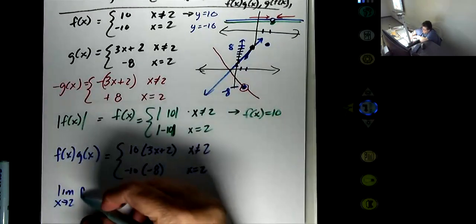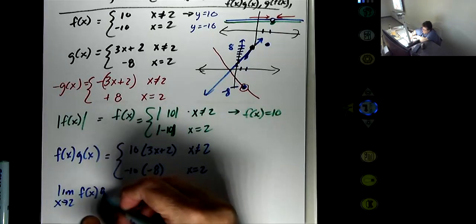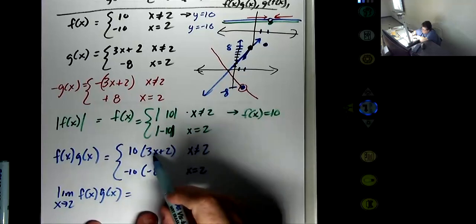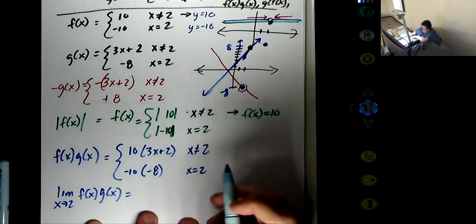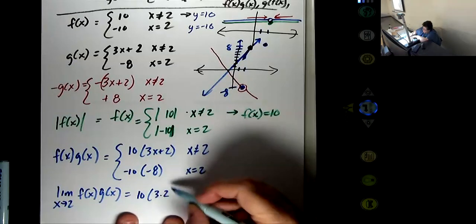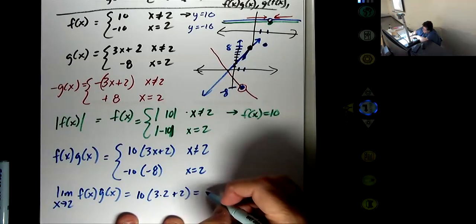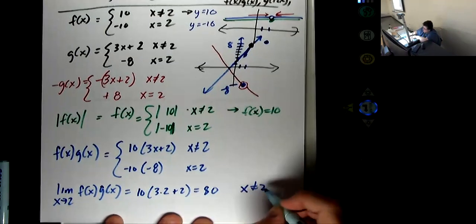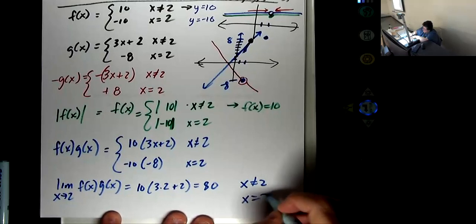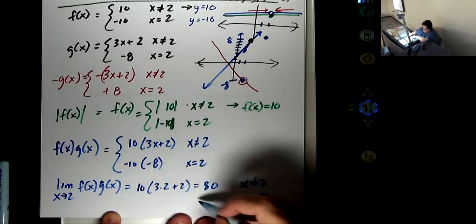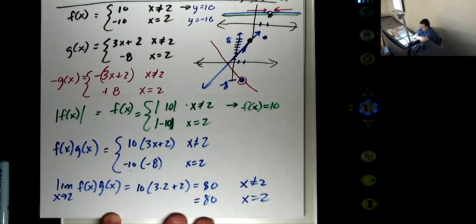F of x times g of x. Since 2, we can plug it in, it's a polynomial, we can just evaluate it there. This is 10 times 3 times 2 plus 2, which is 10 times 8, which is 80. That's when x does not equal 2. When x does equal 2, f of x equals negative 10 times negative 8, which equals 80. So the product is continuous.